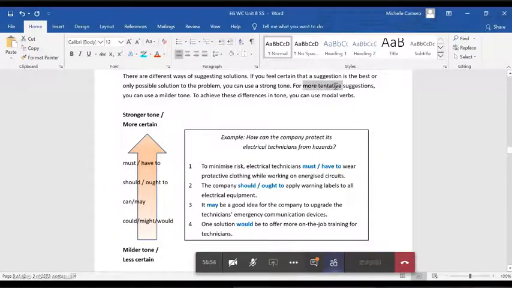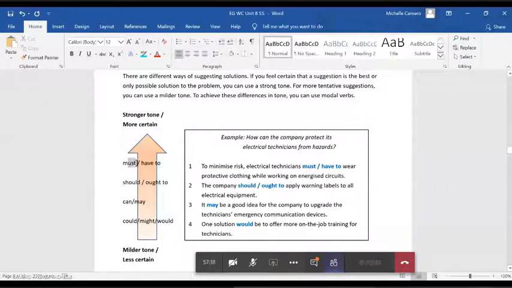If you're not so sure, if you're more tentative, that's what tentative means. You're like, oh, it'll work, it's good, but you're not 100% for sure. Then you can make a suggestion with a milder tone. So when you're really sure, you can use a strong tone. If you're not 100% sure, it's more of a milder tone. So how do you do this? What's the difference when you write a strong tone or something with a milder tone?